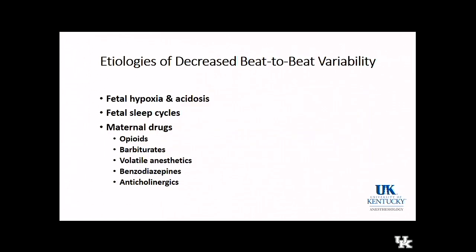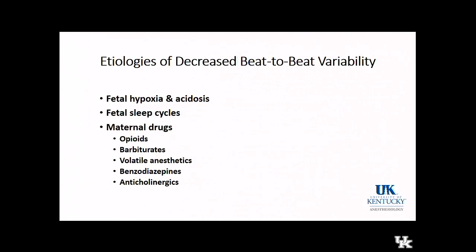So what's going to cause decreased beat-to-beat variability? Well, the reason they get concerned when they see a straight line fetal monitor is that decreased variability can result from fetal hypoxia and acidosis, just like fetal bradycardia. However, we need to understand that there can be fetal sleep cycles, so that's why they may do things like stimulation of the scalp if they're concerned about variability, because it just may be that you have a baby that's sleeping.